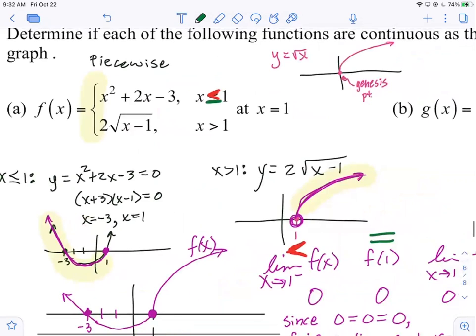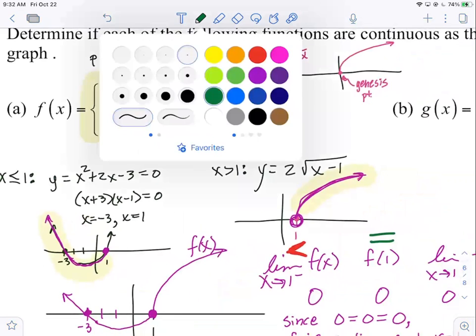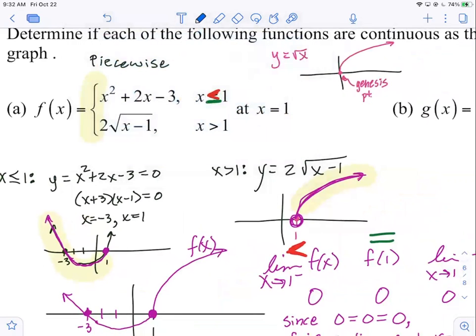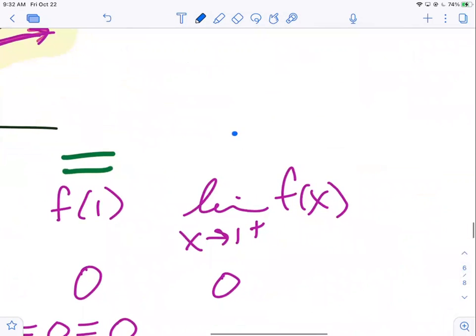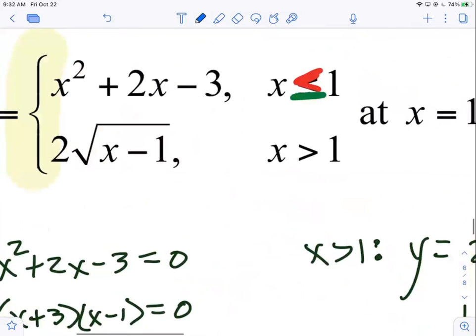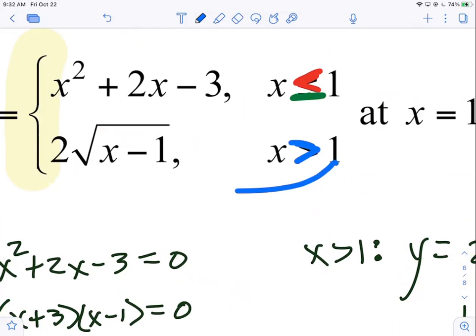Now, the last one. What if you wanted to find the limit from the right-hand side? Right-hand side is greater than. Right, greater. They kind of have the same sound, don't they? The greater than piece. Which piece is the greater than, the top or bottom? The bottom. So look what happens if you plug a 1 directly into the greater than piece.